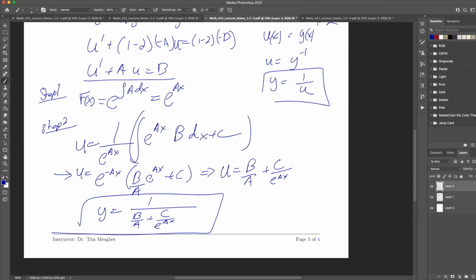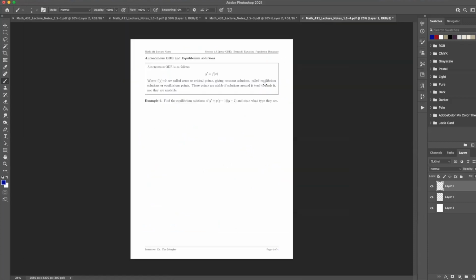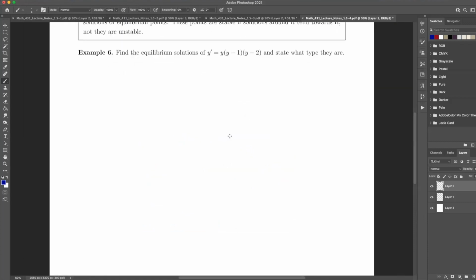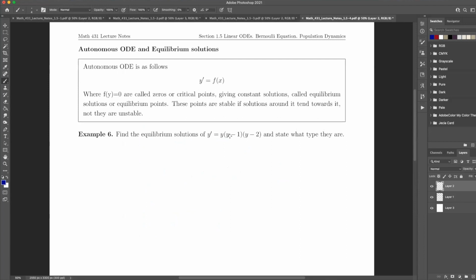All right, so the last little thing I want to do is talk about autonomous equations, because these come up in population dynamics all the time. So let me just show this. An autonomous equation is as follows. Here it's just y prime equals f of x. And so this is even simpler than a linear solution.